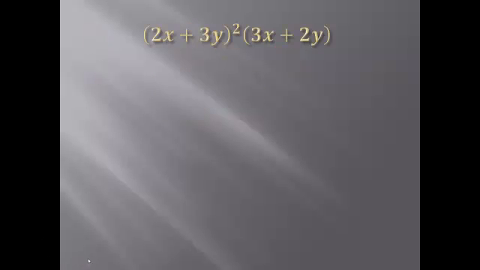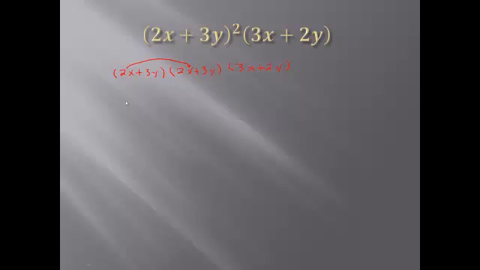Let's look at this next one. 2x plus 3y squared times 3x plus 2y. Well, the first thing we have to take care of is this 2x plus 3y squared. And you do have a shortcut that you can use to multiply that squared, or you can simply rewrite it as 2x plus 3y times 2x plus 3y. And I'm going to multiply these two groups first, using the FOIL or distributive property.